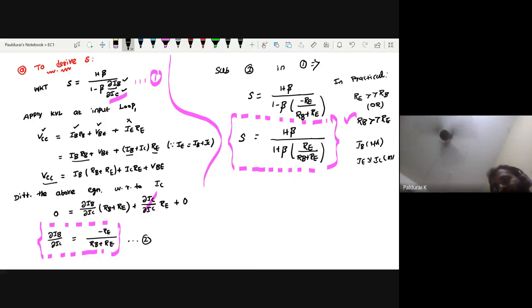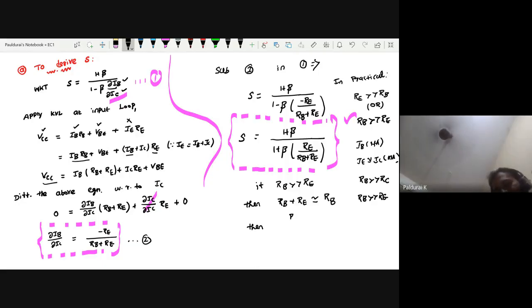That will be in milliamps. Okay, you know the relation between RB and RC, right? RB is very much greater than RC. In the same way, RB is very much greater than RE. So if RB is very much greater than RE, then what is RB plus RE almost equal to? RE or RB? RB.